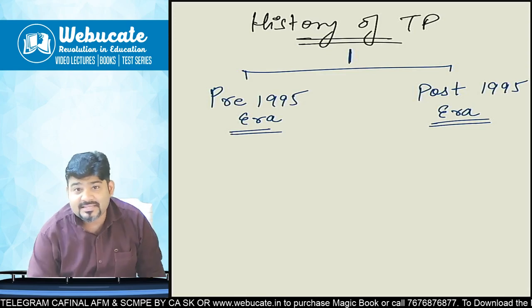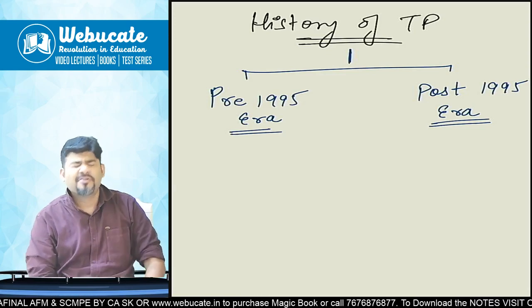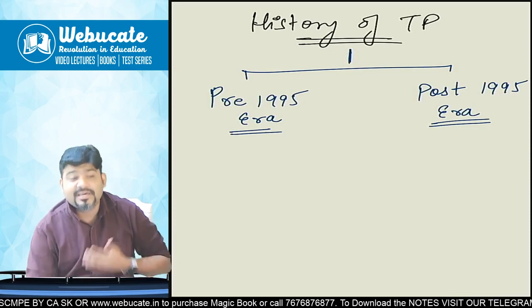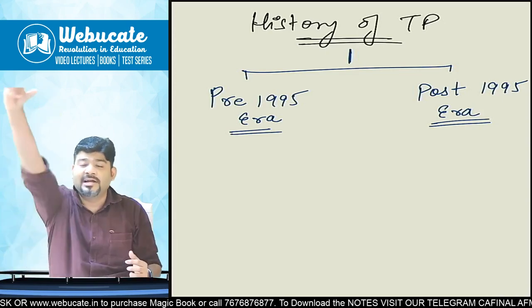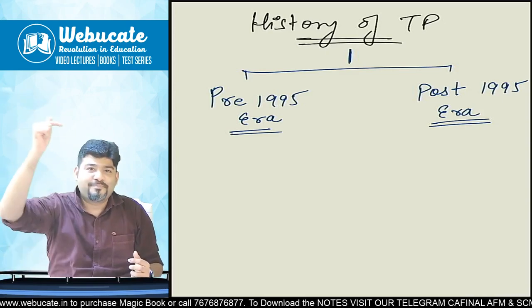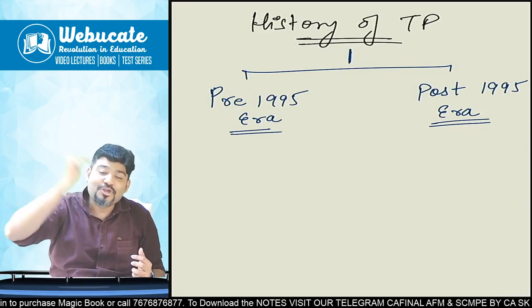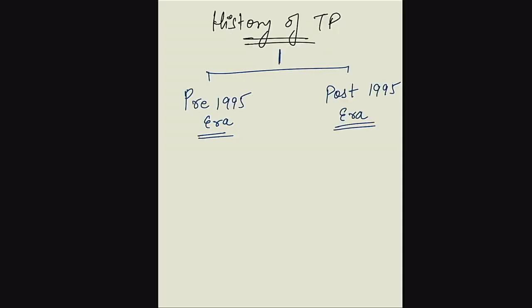But previously, that was not the scenario, because the internal divisions were not at all concerned with the profitability of their internal divisions, because everything was centrally controlled. Your salary or bonus was not dependent on your division's ROI. Are you understanding or not?